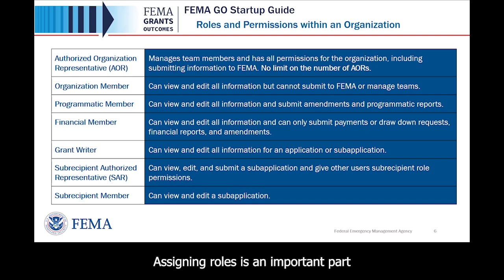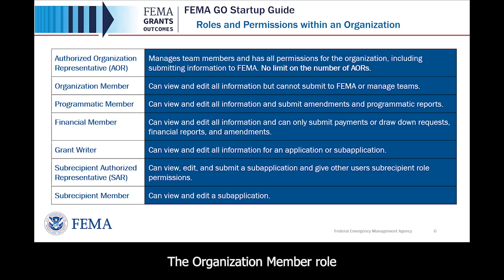Assigning roles is an important part of the grant management process. We'll start with the most important role of the Authorized Organization Representative, AOR. The AOR role manages other team members and has all permissions for the organization, including submitting information to FEMA. Additionally, there is no limit to the additional numbers of AORs an organization can assign, but please keep in mind the importance of this role when assigning members.